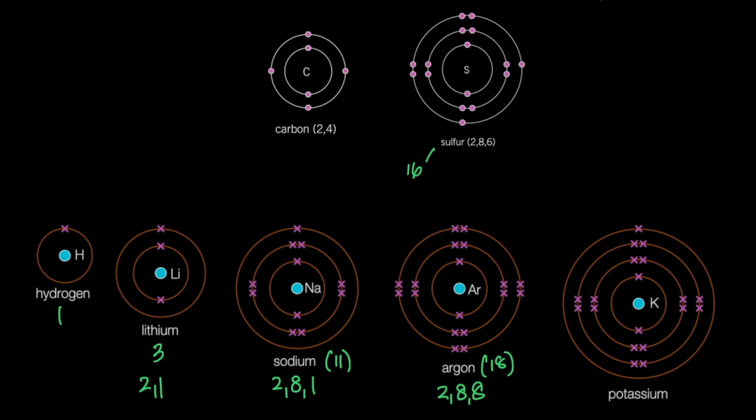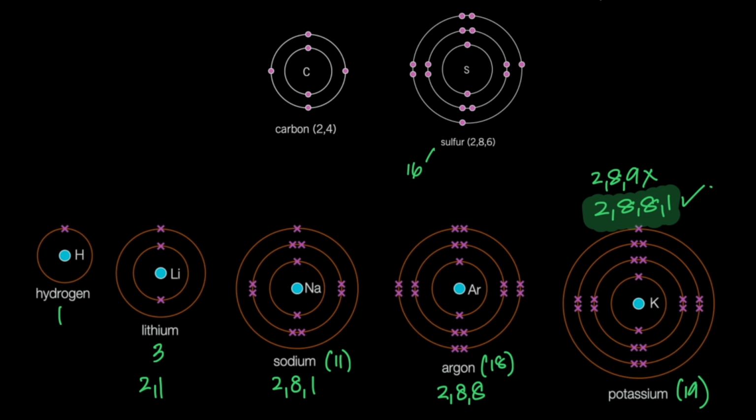And potassium, even though we knew that the third shell can take 8, with 19 electrons isn't going to be 2,8,9, but it is 2,8,8,1. And sometime in this chapter, you'll understand why potassium was 2,8,8,1 and not 2,8,9, even though the third shell can take more than 8 electrons. And that's just some of the elements.